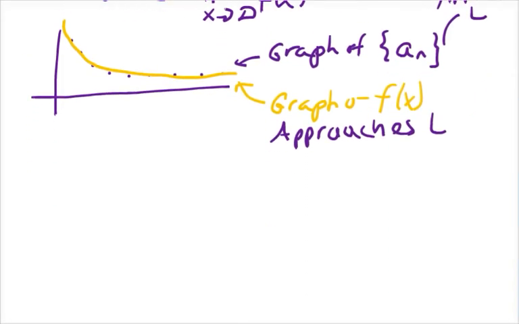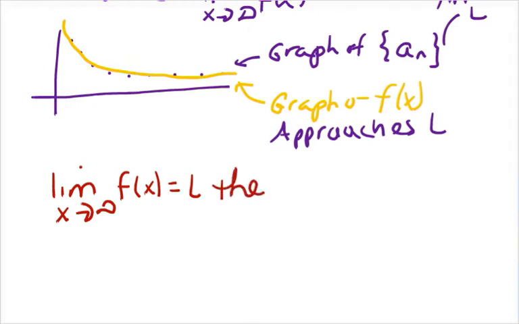So the bottom line is that the limit as x approaches infinity of the explicit formula, if that equals L, then the limit as n approaches infinity of that sequence also equals L. Okay? So that's the general idea behind limits of sequences and obtaining them from the limits of the functions.